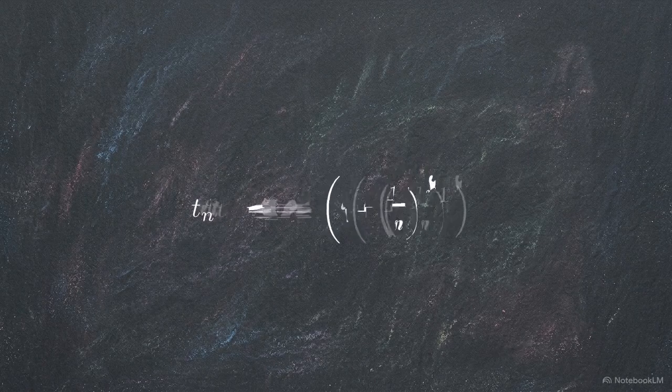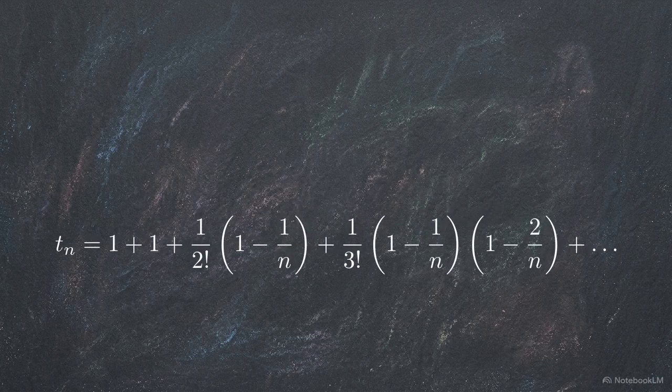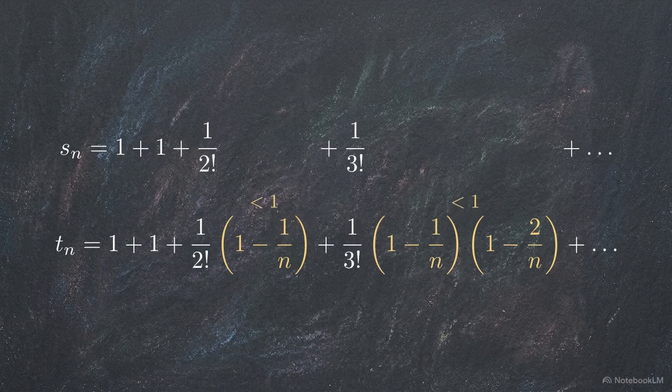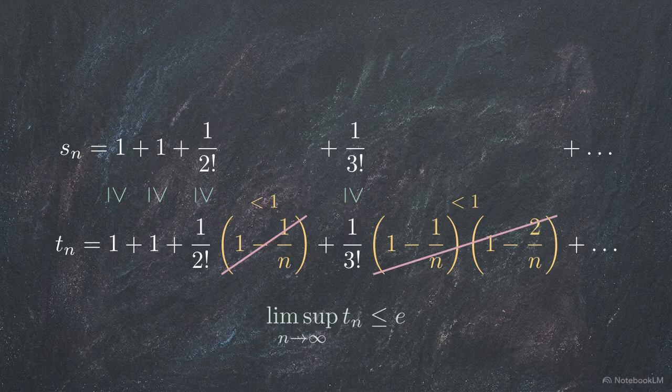Using the binomial theorem, we can expand it out. When we do, we get a polynomial made up of factorials multiplied by these distinct fractional parts, 1 minus 1 over n, 1 minus 2 over n, and so forth. Let's place our original factorial sequence, s sub n, right above it. Notice that all those fractional parts in t sub n are strictly less than 1. This means every individual term in our limit sequence is smaller than or equal to the corresponding term in our factorial sequence, so the upper limit of t sub n cannot exceed e.